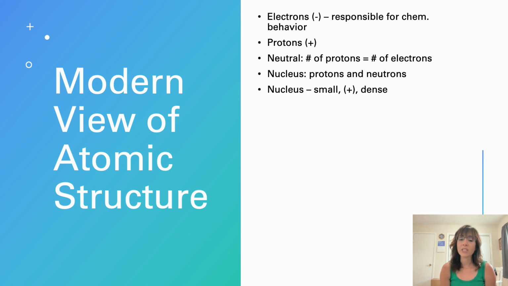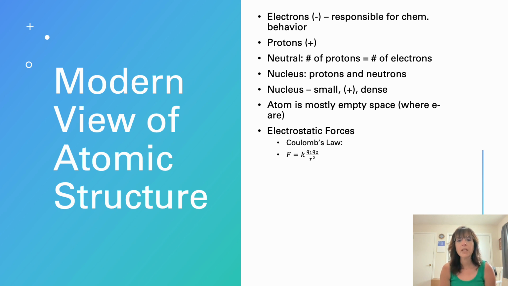The nucleus is very small, it's very positive, and it's very dense. It does not take up much space. So most of the atom is actually empty space, and that's where we find the electrons.